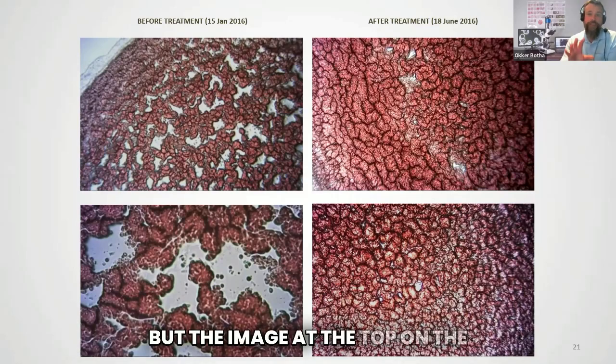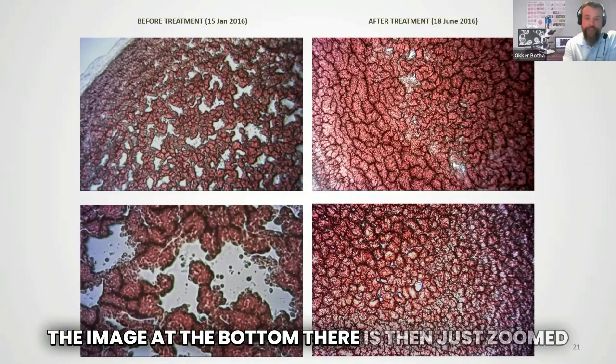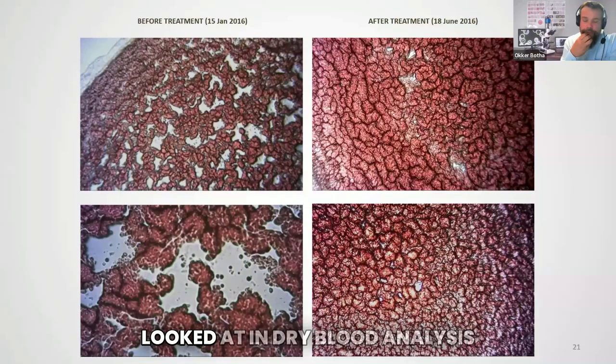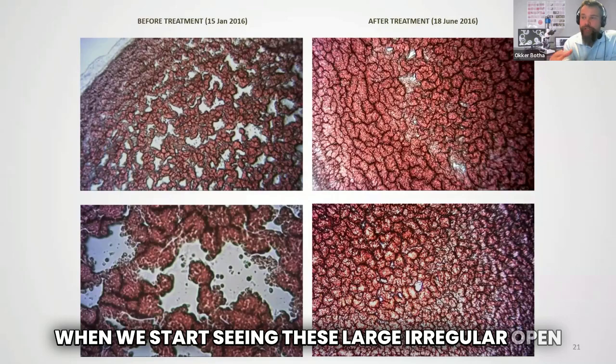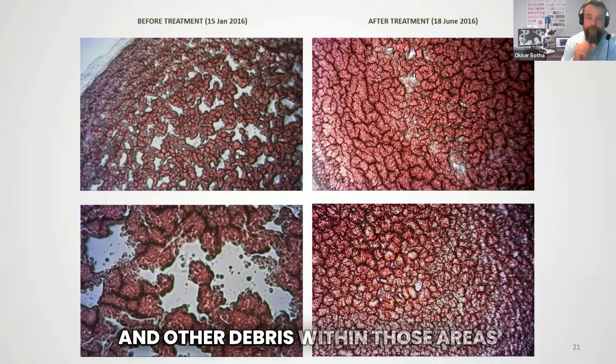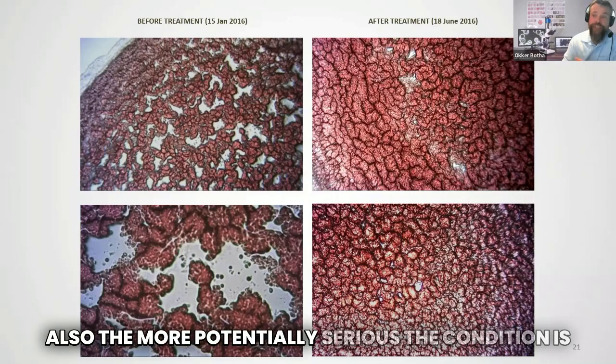Right, now the image at the top on the left-hand side is at lower magnification. The image at the bottom there is then just we've zoomed into one of those white areas, and we're seeing all these other structures within that white area. So this is just something else we looked at in dry blood analysis. When we start seeing these large irregular open areas, often we find crystals and damaged cells and other debris within those areas. The more things we see in there, also the more potentially serious the condition is.